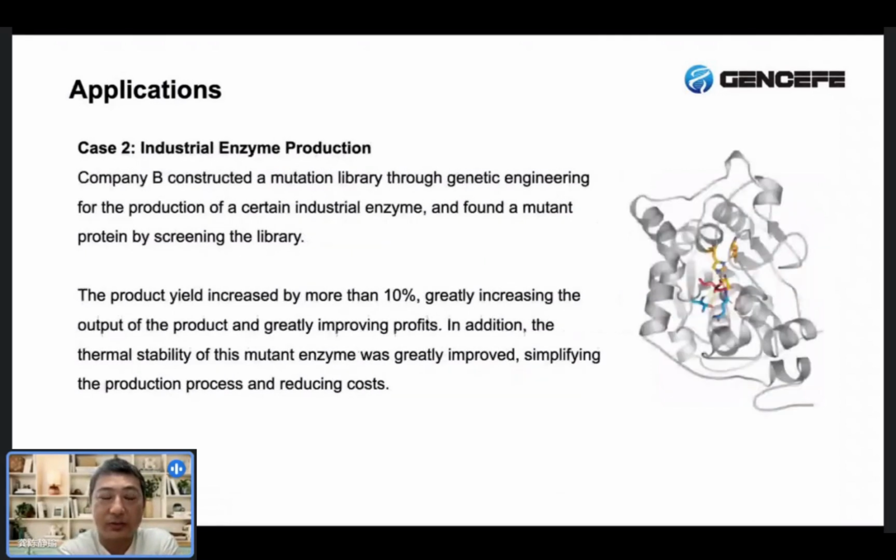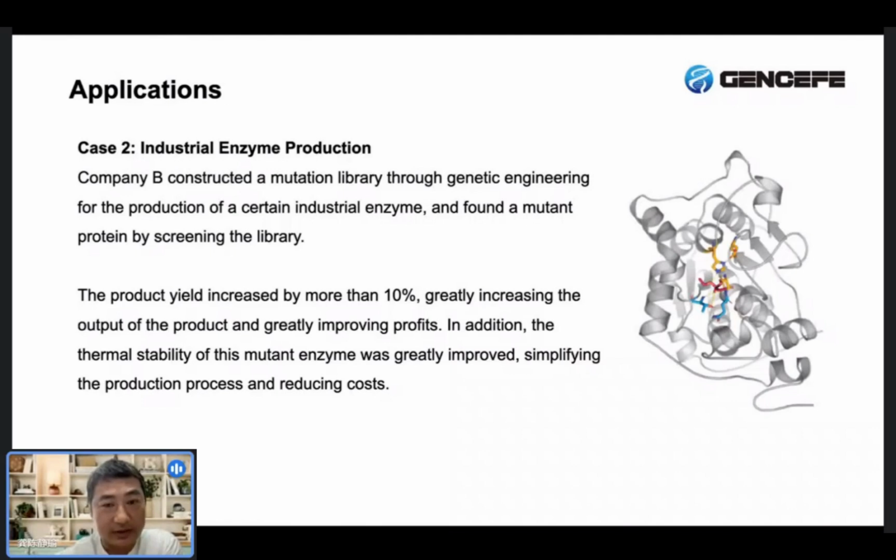This is another example of a mutant library used to modify enzyme activity. There's a company that used a library to try to increase the activity of an enzyme. This enzyme is a glucoamylase, which is used widely in the process of starch degradation.